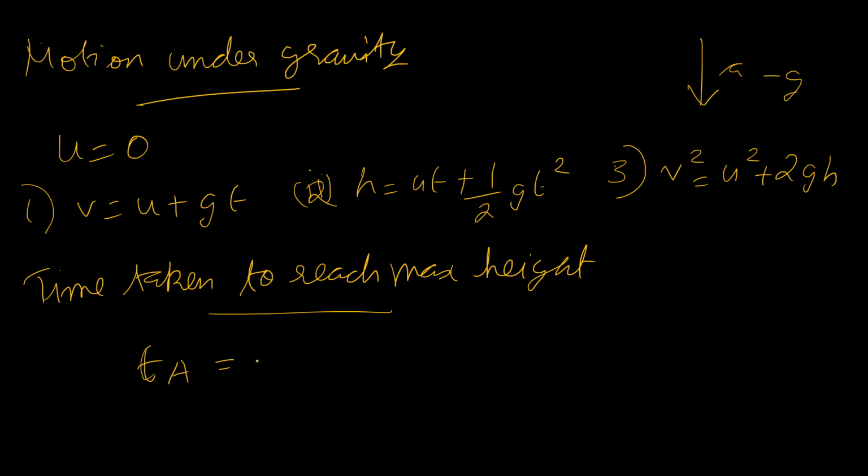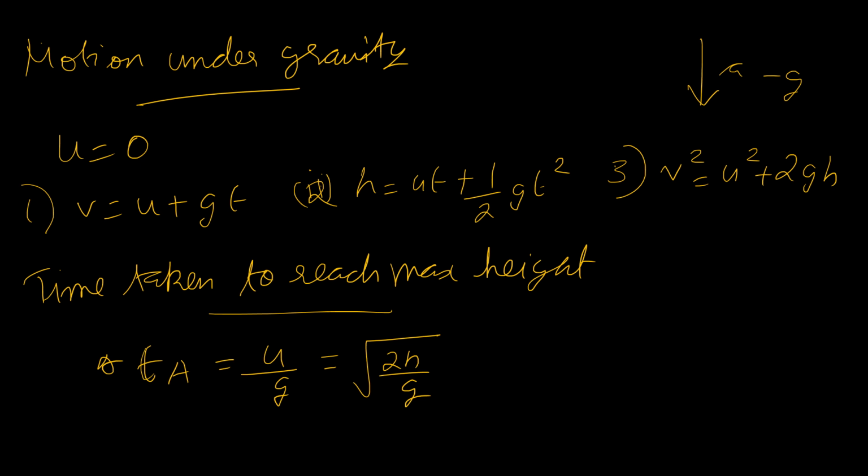T is equal to u by g, or if the total height is given, root of 2h by g. So the equation to find the time taken to reach maximum height is t equal to u by g, or root of 2h by g, the whole root of 2h by g.